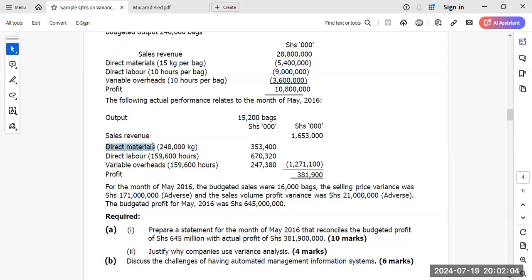Then you have actual direct materials. They use this number of kgs. Here they use this number of hours. They also use here, I told you this time is always the same.